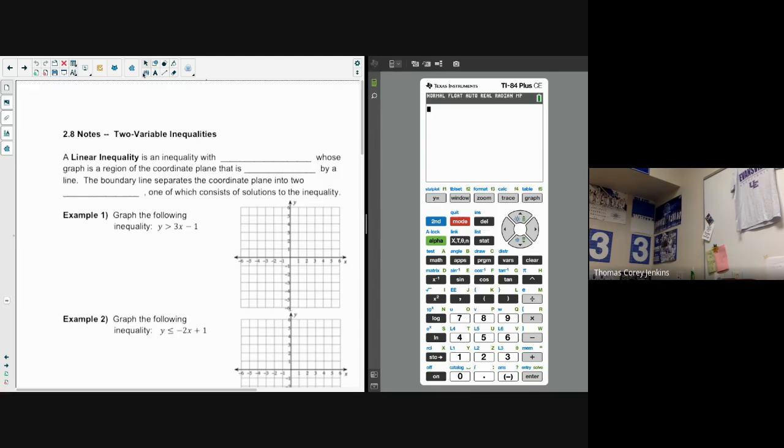All right, so a linear inequality with two variables, that's what this lesson is about. Hopefully my pen will keep up today. We'll see how it goes.